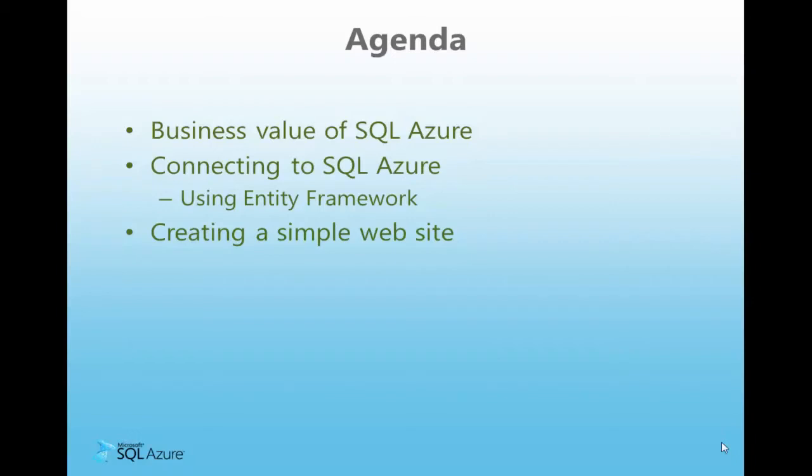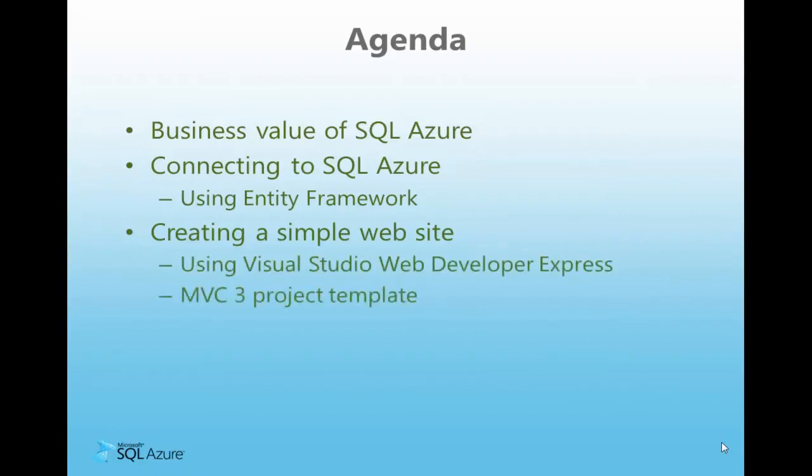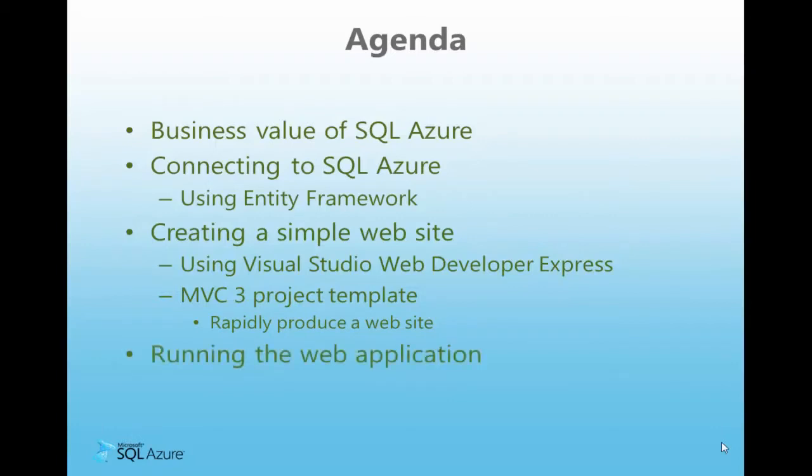To build our website, we'll take advantage of the ASP.NET MVC3 project template for Visual Studio. This template provides scaffolding to help us rapidly produce a website, which will allow us to easily view and edit the data in our database. You can choose to run the web application within Windows Azure, on-premises, or with a hoster.